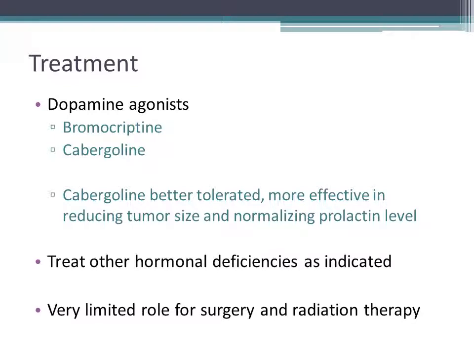There is very limited role for surgery and radiation therapy in patients with prolactinomas, because the tumors are very responsive in general to cabergoline therapy. As mentioned before, there is reduction in tumor size, and there is also normalization of prolactin level with cabergoline therapy. In rare cases where the tumor does not shrink significantly, or the tumor is resistant to cabergoline therapy, we might revert to surgery or radiation, depending on the situation.